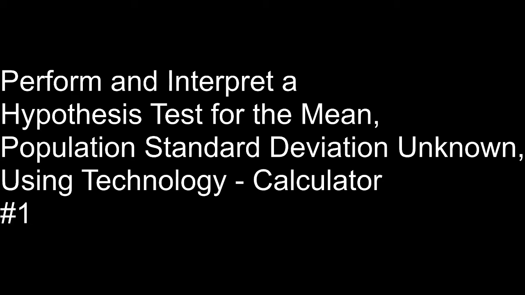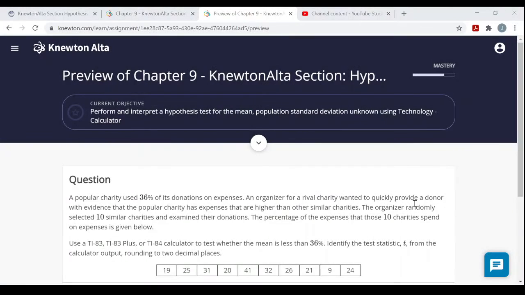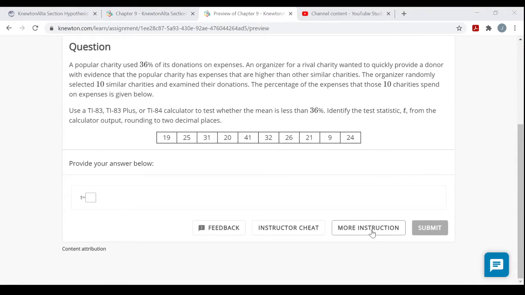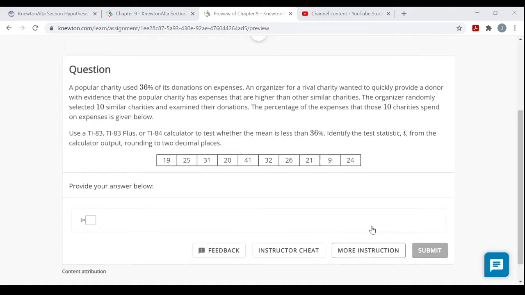As you've seen in other videos I've done, your TI-84, 83, have very similar functions and features. And this is number one. I'll do maybe a couple videos on this objective. So let's look at a question from your Newton Alta homework related to this objective. Again, if you want to see how they're doing things, click on more instruction, look at their videos, their notes, their examples, and hopefully those help you.